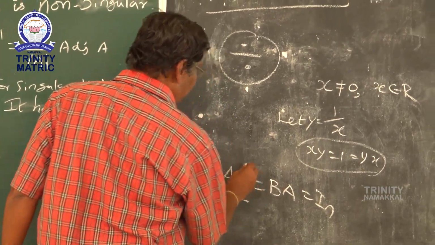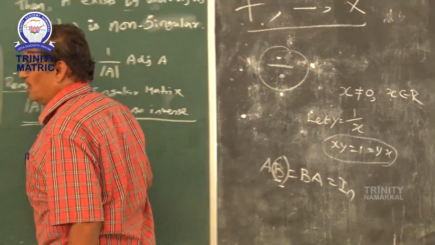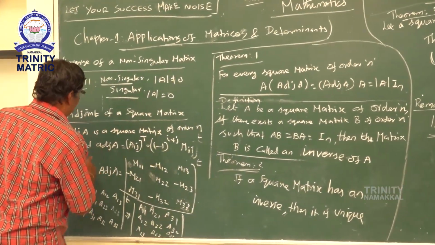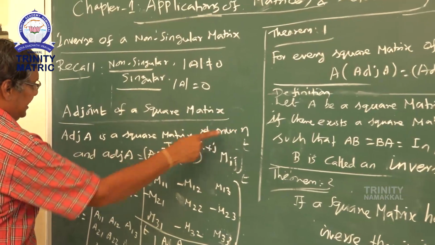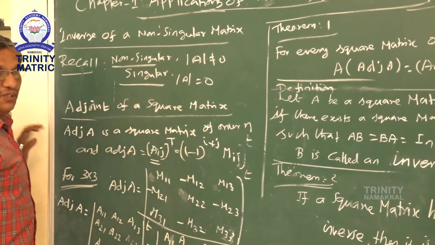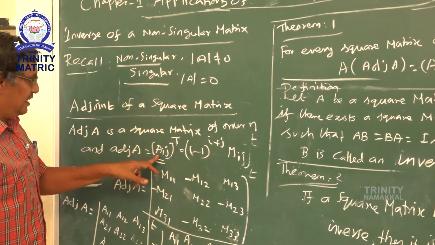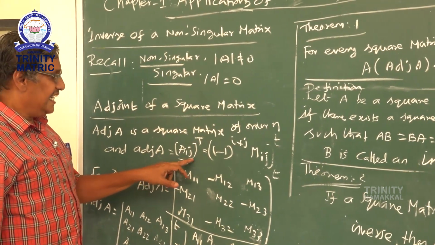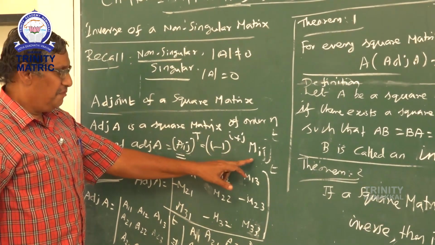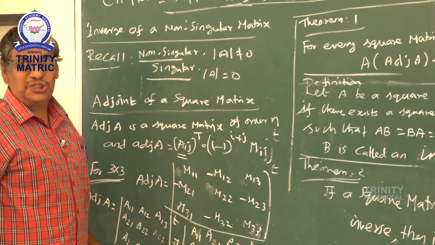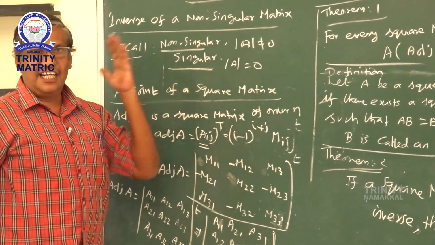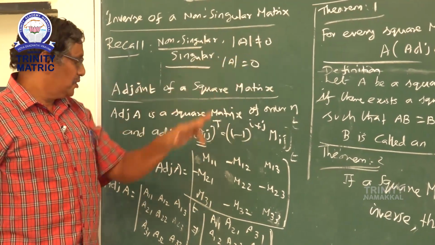To find the inverse, we should know the adjoint of a square matrix. The adjoint of a square matrix of order n is nothing but the cofactors transpose. Cofactors transpose can be written with capital A i j transpose, that is (-1)^(i+j) M i j transpose. Transpose, you know that. What is the transpose? Rows are changed as columns, and columns are changed as rows.